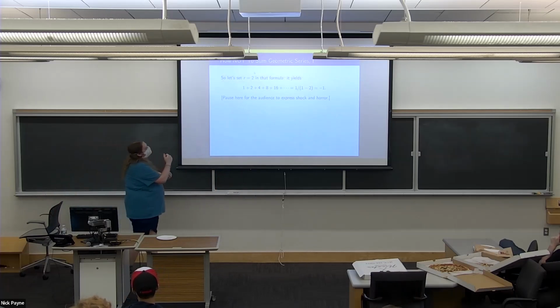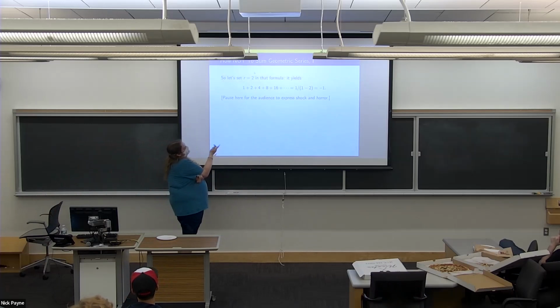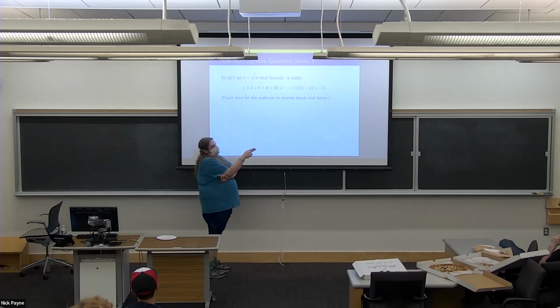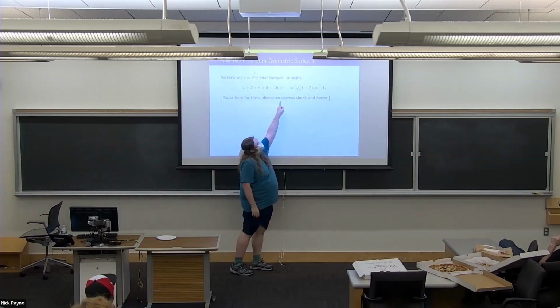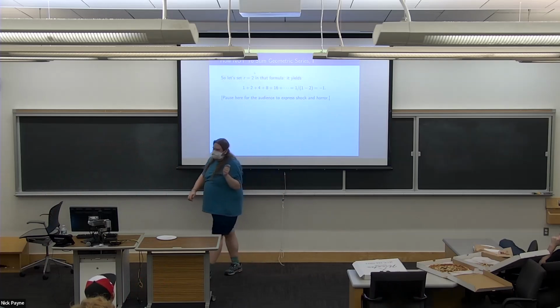Okay. So what happens if you set r equals 2 in this formula? What does it say? 1 plus r plus r squared plus r cubed plus r to the 4th, etc. is 1 over 1 minus r. So I get this: 1 plus 2 plus 4 plus 8 plus, etc. is equal to negative 1.